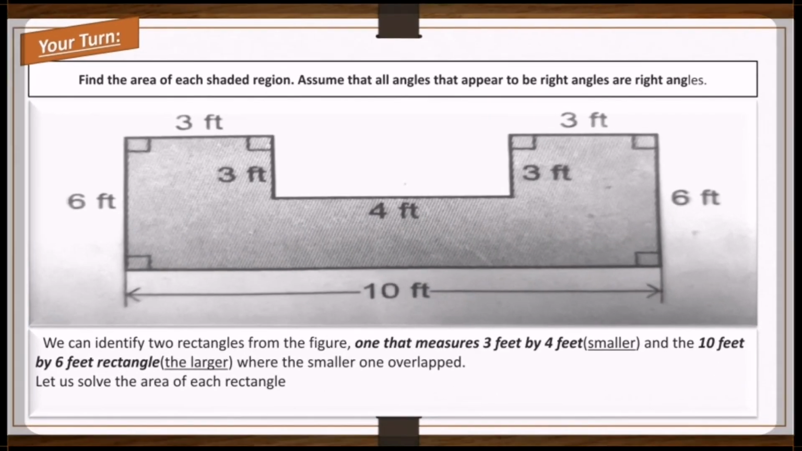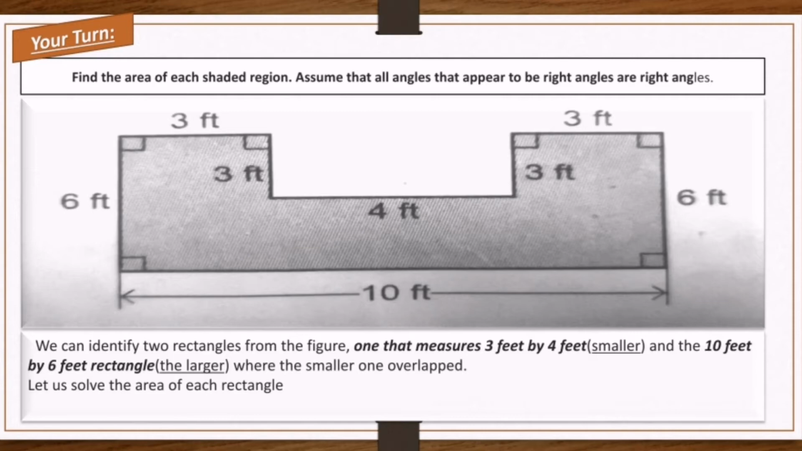Your turn. Find the area of each shaded region. Assume that all angles that appear to be right angles are right angles. Now, based on this figure, we can identify two rectangles. One that measures 3 feet by 4 feet and a 10 feet by 6 feet rectangle, where the smaller one overlaps. Now, what we're going to do here is to find the area of each rectangle, the smaller one and the larger one.